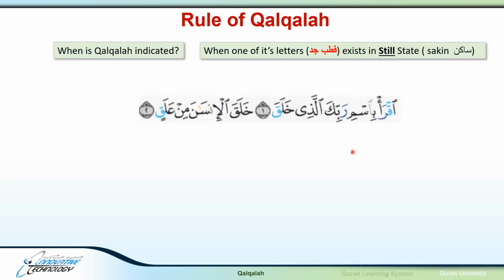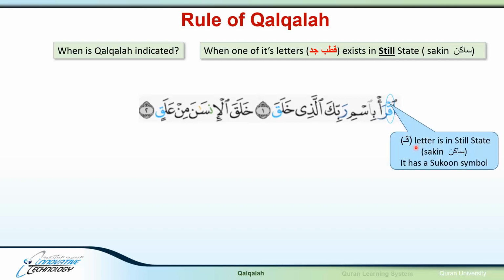Let's take this example. Let's look at this qaf. It is one of the Qalqalah letters. It is the first letter of the qutb jad, and it is in light blue color, and it has a sukun on top of it. So it's basically this qaf. This qaf letter is in still state. It is sakin and it has a sukun symbol. So the rule of Qalqalah would apply on it. So we pronounce it strong with vibration. We don't say iqra, we say iqra, iq, and not a simple iq, but iqra, iq, iqra.